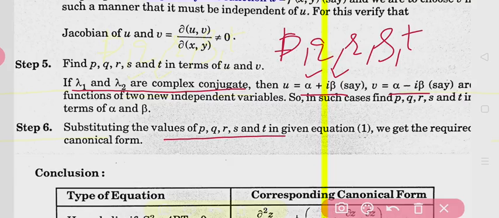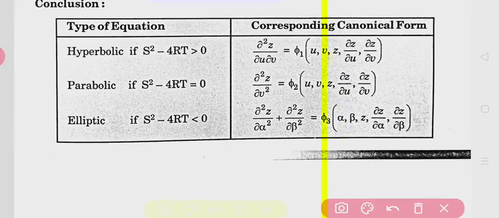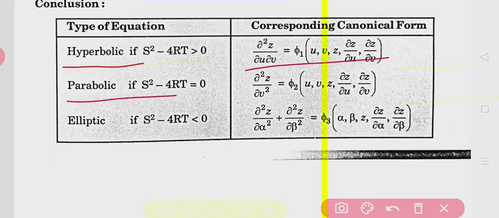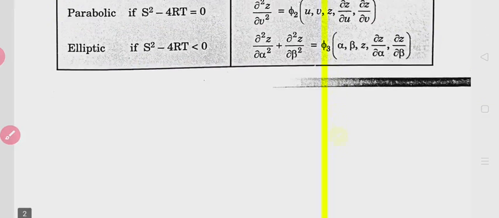Okay, so whatever equations you get after placing these values, that will be the canonical form. So canonical form for the hyperbolic equations, that means for the hyperbolic equation the canonical form will be of this type. For the parabolic, the canonical form will be of this type, and for the elliptic, the canonical form will be of this type. You can check that in the elliptic you are getting the equations in alpha and beta, and in the other you are getting the equations in u and v. Okay, so you can check that. It will be of this type when you solve it.